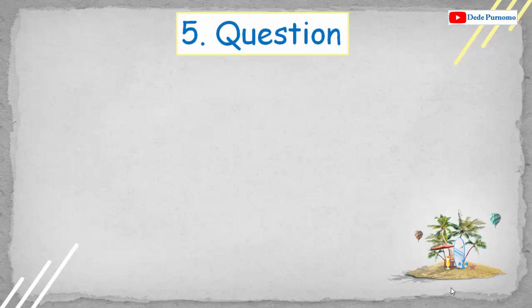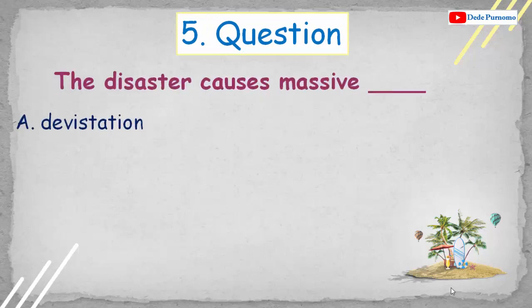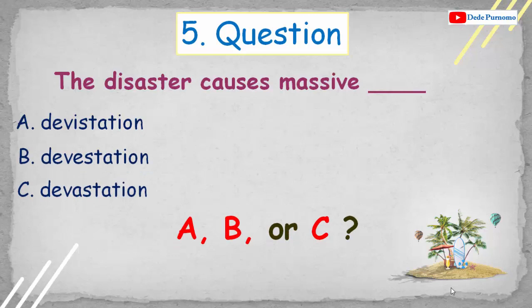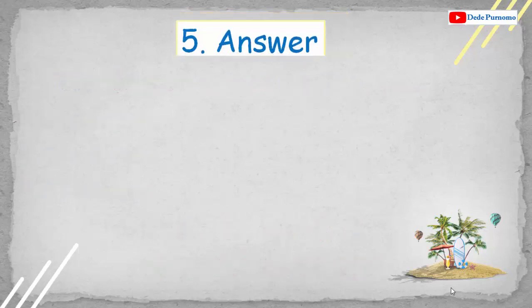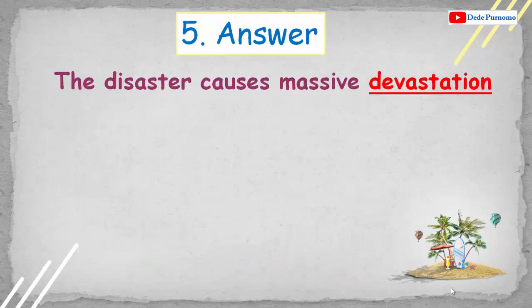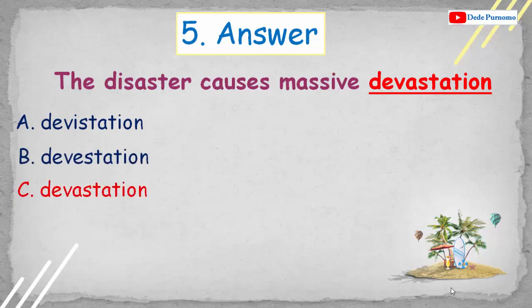Number 5. Question: A, B, or C? Answer. The disaster causes massive devastation. C.